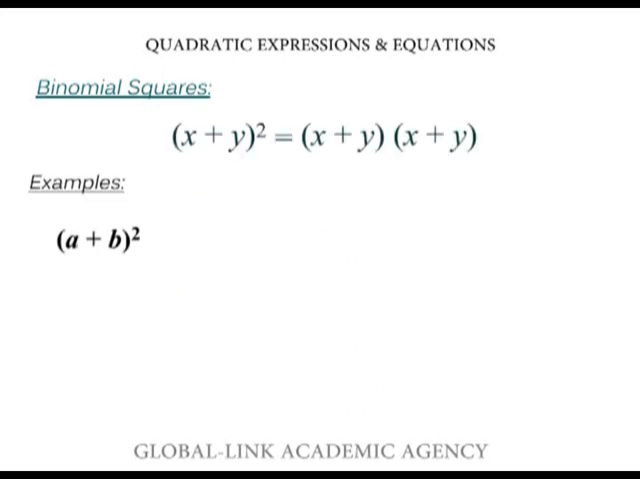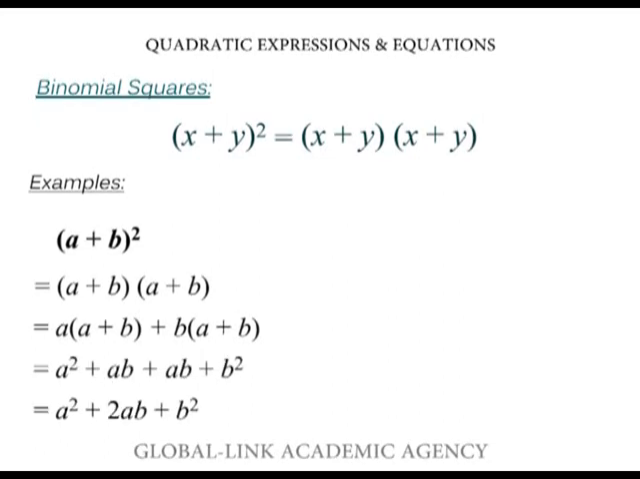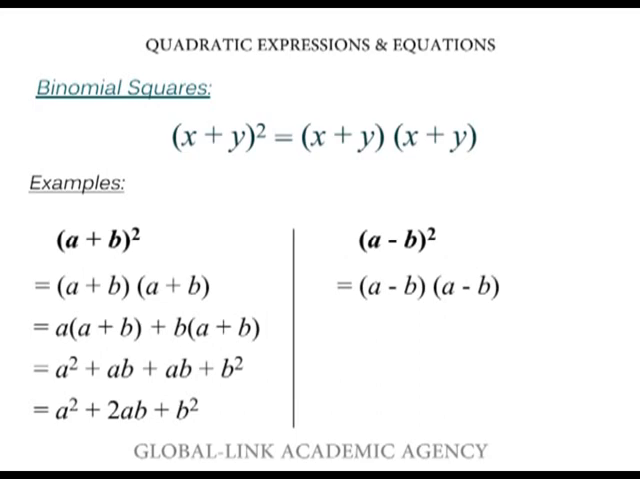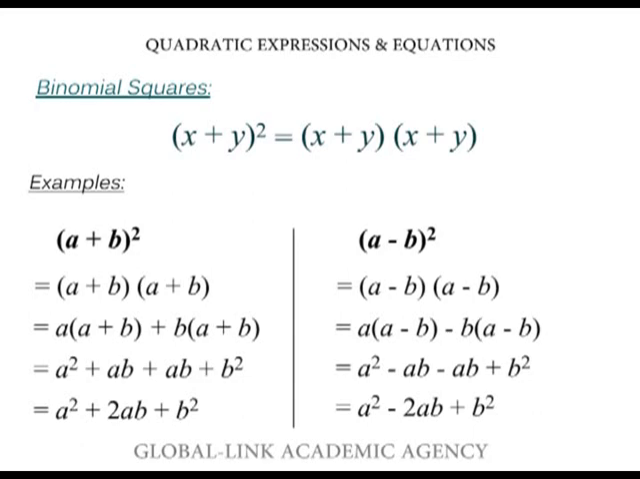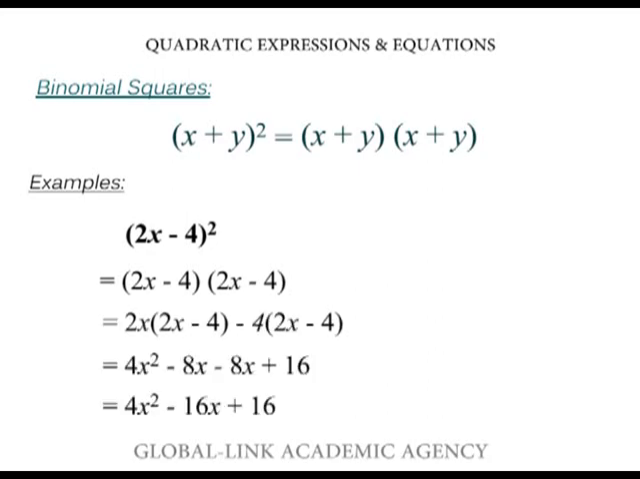Examples: (a + b) squared is equal to (a + b)(a + b), which is equal to a(a + b) + b(a + b), which gives us a squared + 2ab + b squared. (a - b) squared is equal to (a - b)(a - b), giving us a squared - 2ab + b squared. (2x - 4) squared is equal to (2x - 4)(2x - 4), giving us 4x squared - 16x + 16.